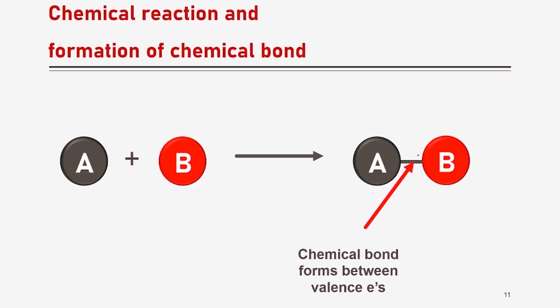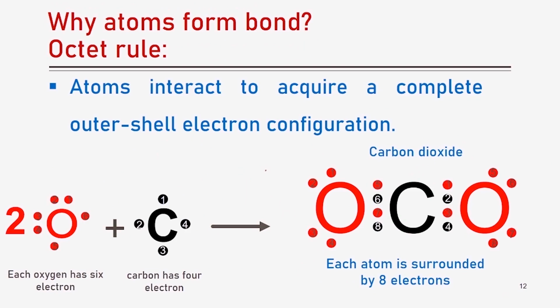During the chemical reaction, chemical bonds form between the valence electrons of the reactants to give new products. Like we said earlier, the reason behind the tendency of compounds to undergo chemical reactions and to form chemical bonds is to acquire the complete outer shell electronic configuration.